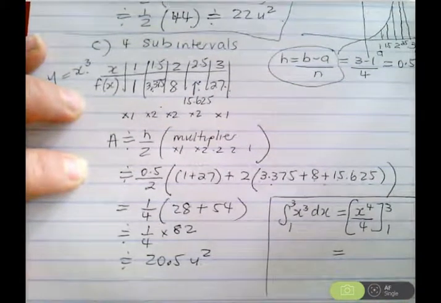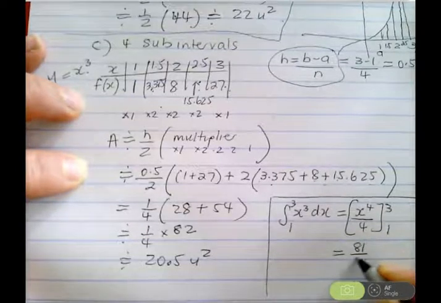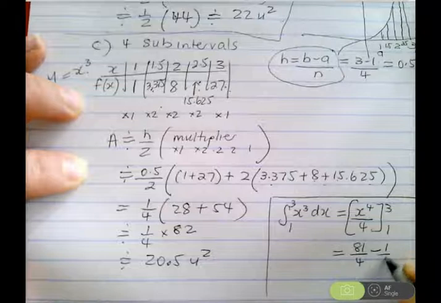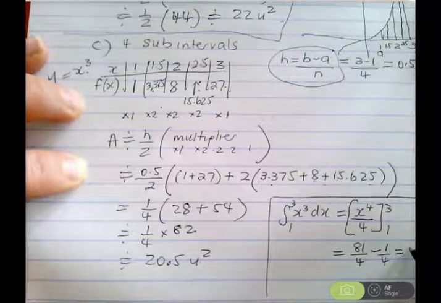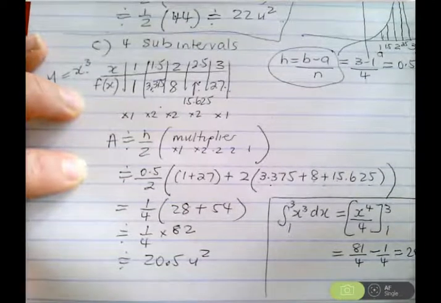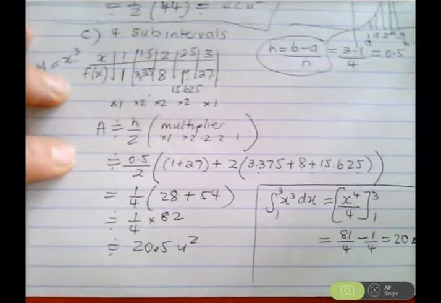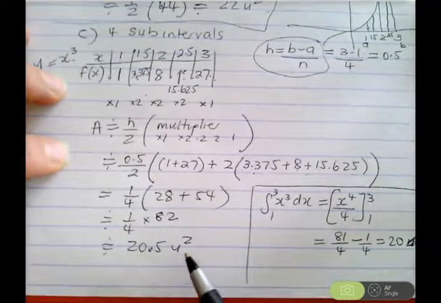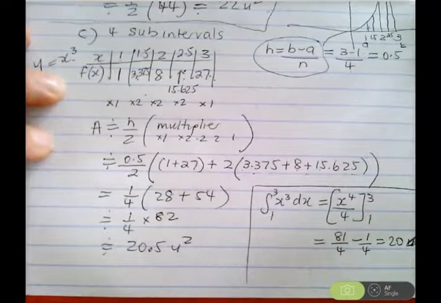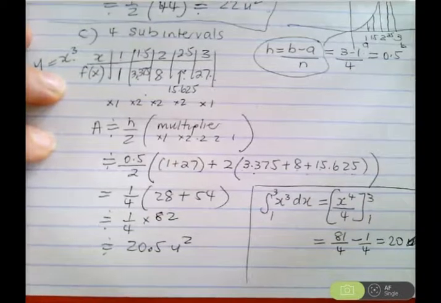3 to the 4 is 81 on 4, minus 1 on 4, minus 80 on 4, which is 20. 20 for the integral. And look which one's the closest. 20.5. If I did 6 subintervals, even closer. 8 subintervals, even closer. Got the idea? So I started off, the actual integral is 20.